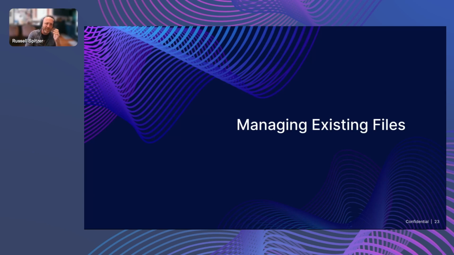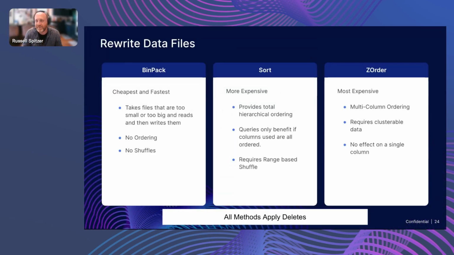So we start with an operation called RewriteDatafile. This is basically the solution to small files that already exist in your table. It comes in a bunch of different flavors. These are what we call strategies: bin pack, sort, and zorder. These are the currently available ones. And again, I rank them from cheapest to most expensive.